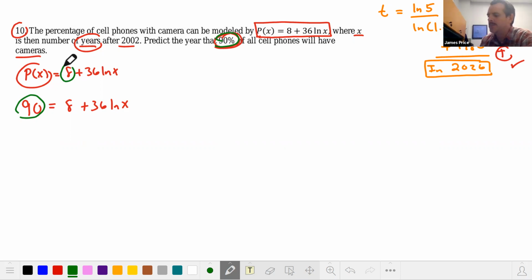All right, so now how do you solve this logarithmic equation? We're going to subtract 8 from both sides. And we're going to get 82 equal to 36 ln of x.